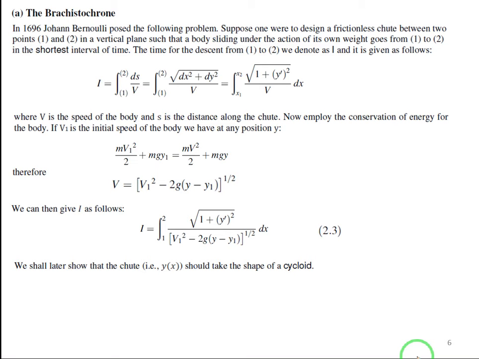to find a frictionless path between 2 points 1 and 2 in a vertical plane, such that a body sliding under the action of its own weight goes from point 1 to point 2 in the shortest interval of time.